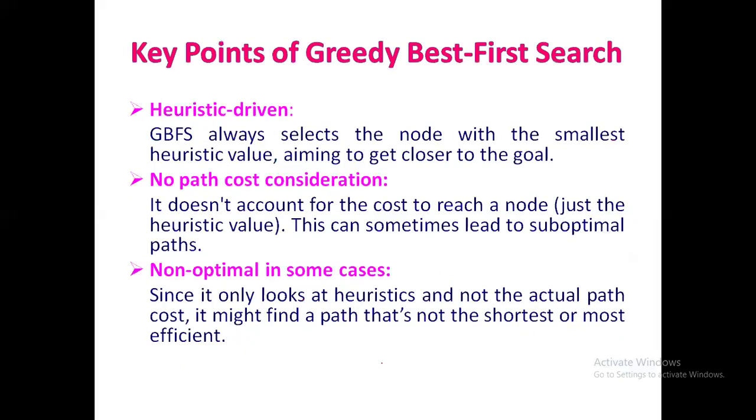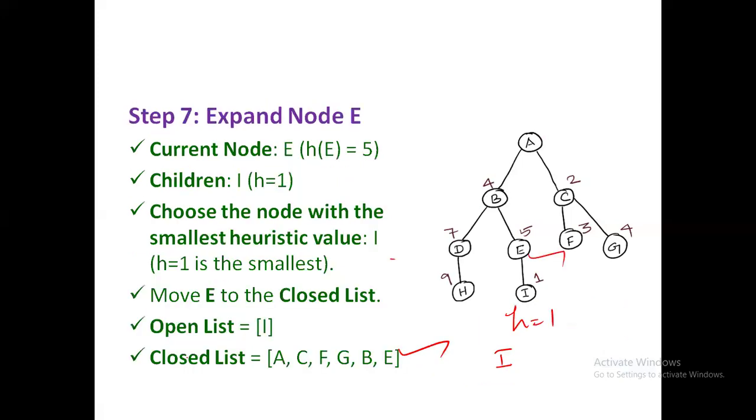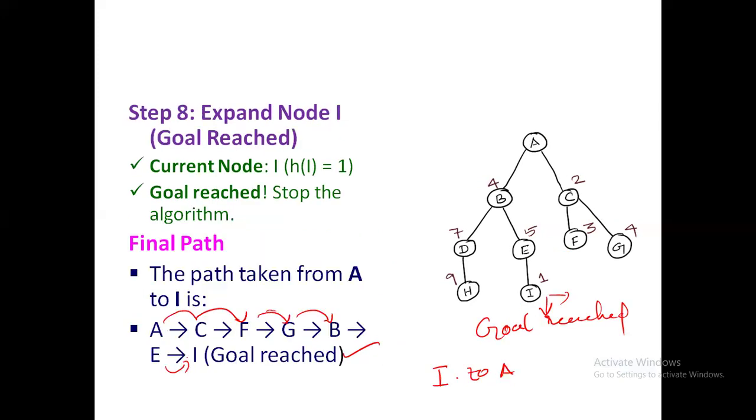Next one. So in this way, what is the final path here? The final path from start A to the goal node I is A to C, C to F, F to G, G to B, and B to E, then finally reaching I, using the values available in this closed list. This is the path found by the greedy best first search algorithm.